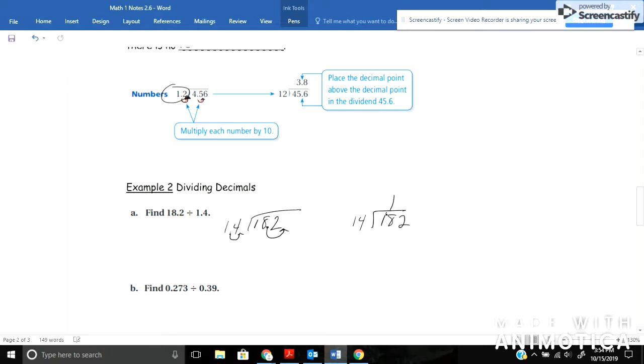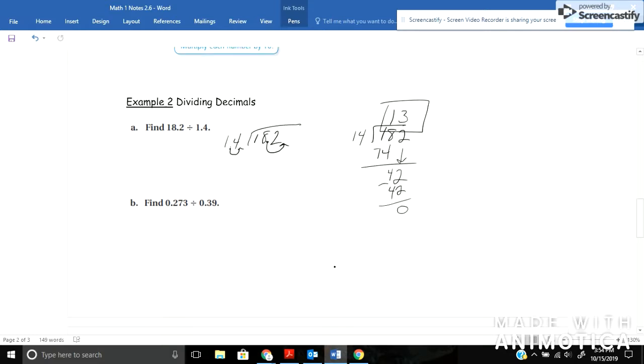1 times 14 is 14. Subtract, and I would get 4, and I'd bring down my 2. And 14 goes into 42 how many times? Well, that would be 3, because 3 times 14 is 42. And I wouldn't have any remainder. Okay. Let's try letter B as well.